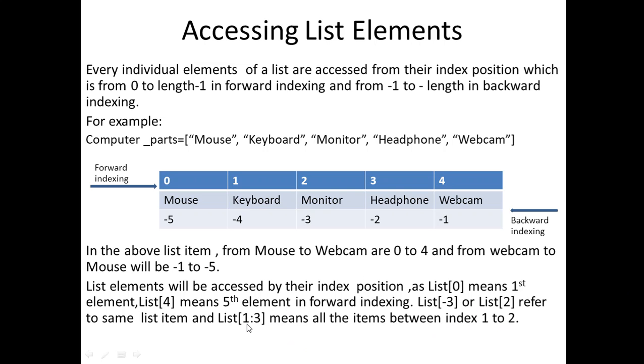Even if you write 1:3, 3 will not be included, 3 will be excluded. That is why if you mention 3, it always represents 3 minus 1, that is 2, meaning less than the number you write here. So 1:3 means 1 to 2. 1:4 means 1 to 3. 1:5 means 1 to 4. In that way, you need to think about how to access the elements of the list.